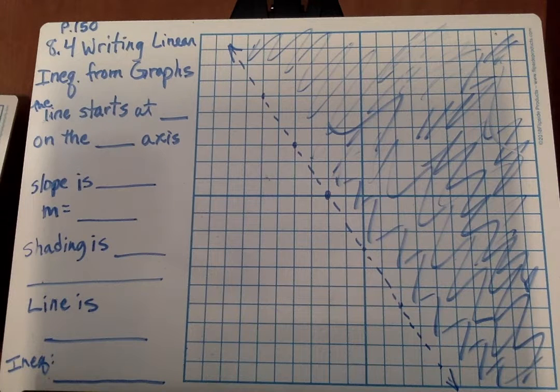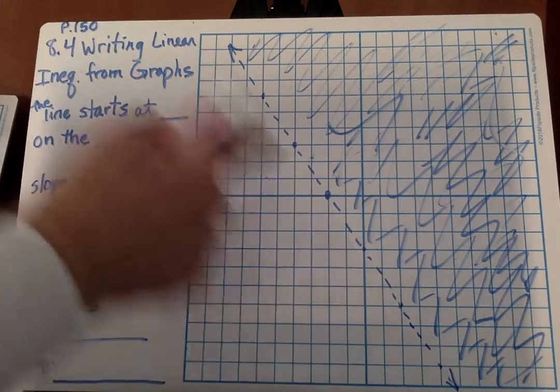Hello students, today we will be going over 8.4, writing linear inequalities from graphs. Okay, so we're going to go ahead and go through number 1, I believe this is, on page 150 in the yellow packet. Okay, here's the line.